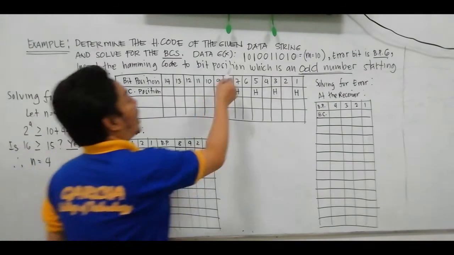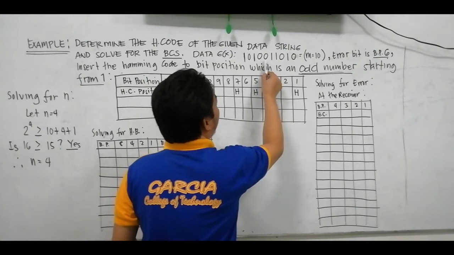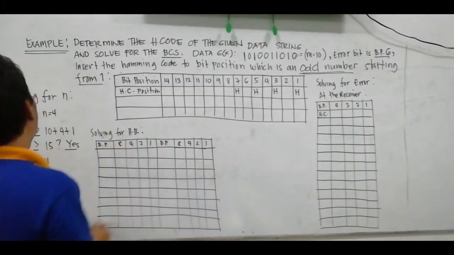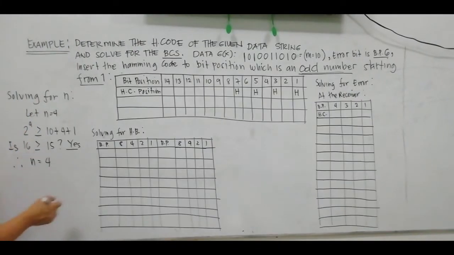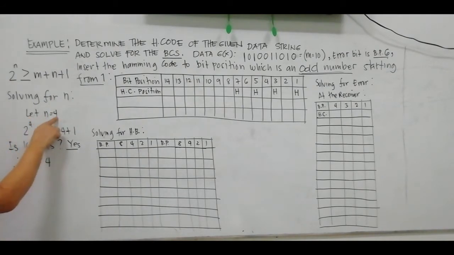So, m is equals to 10. Let's count: 1, 2, 3, 4, 5, 6, 7, 8, 9, 10. So, m is equals to 10. So, let n is equals to 4. This is the formula: 2 raised to n is greater than or equal to m plus n plus 1. So, let n is equal to 4.